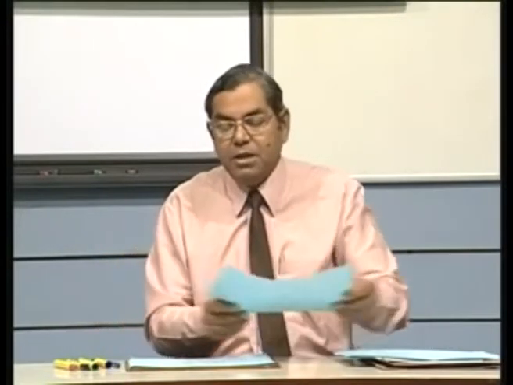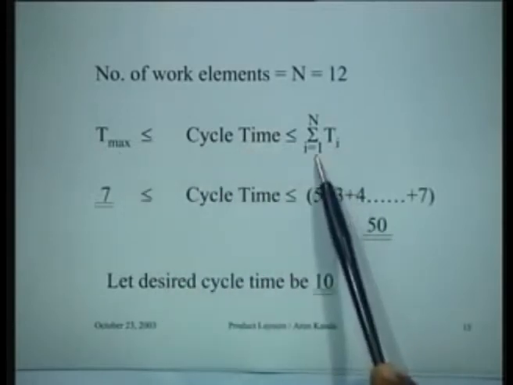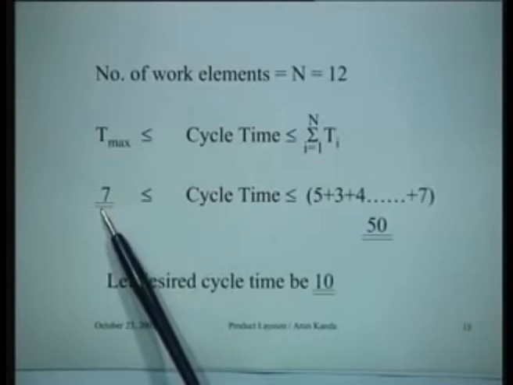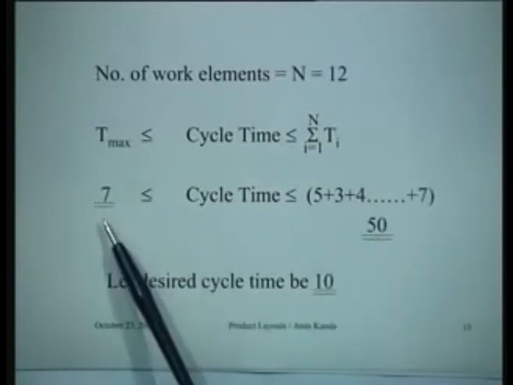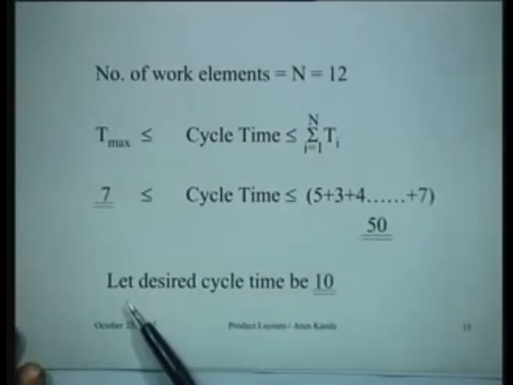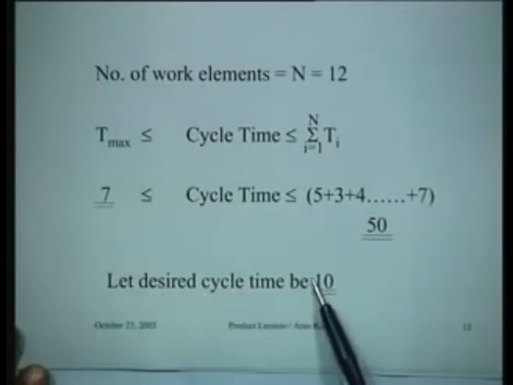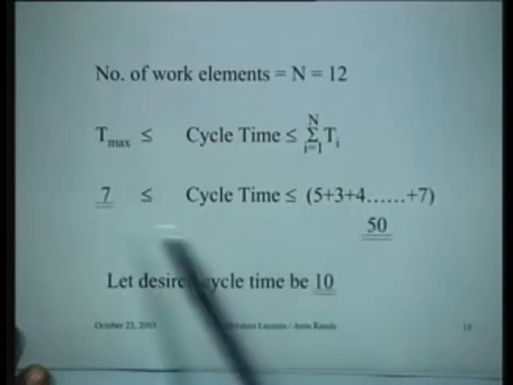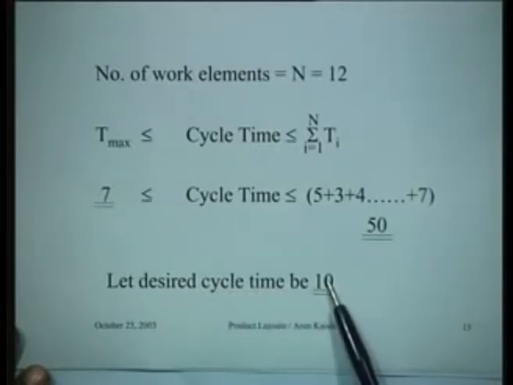So in this particular example, the number of work elements is 12. The cycle time will lie between T max and the summation of Ti, i equal to 1 to n. So 7 is the bottleneck operation, the operation which takes the longest time, and the cycle time will therefore lie between 7 and 50. So this is important to find out. Now you talk about a desired cycle time. The desired cycle time must be somewhere between these two limits. So let's say our desired cycle time is 10.